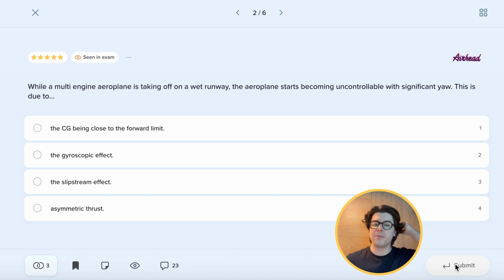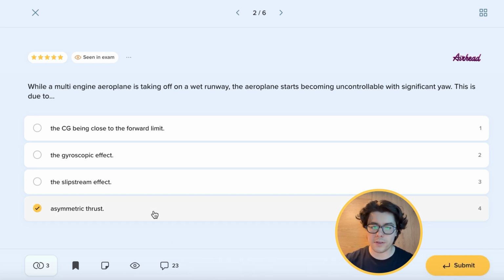It may sound a little bit confusing, however, of course, when you are taking off with the airplane and it starts yawing uncontrollably, the first thing you think about is engine failure. So of course this will be due to the asymmetric thrust. If one engine fails and the other doesn't, then of course the aircraft starts yawing.